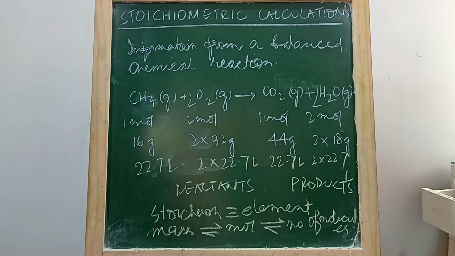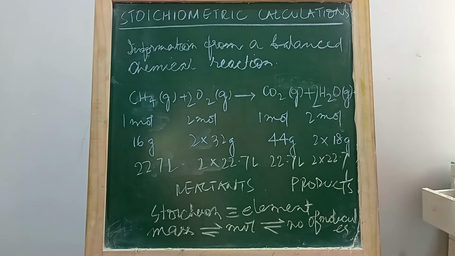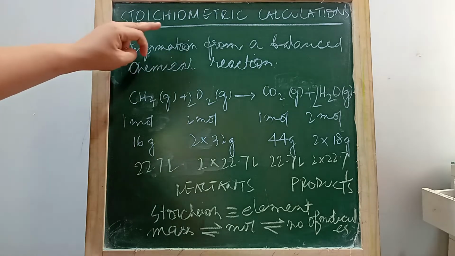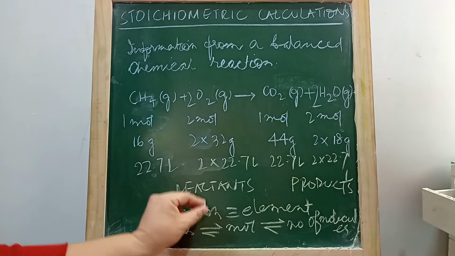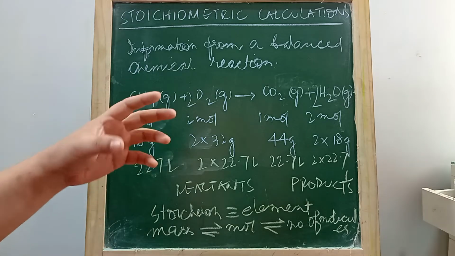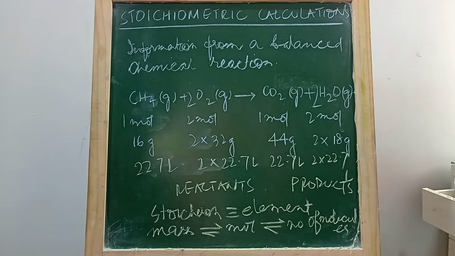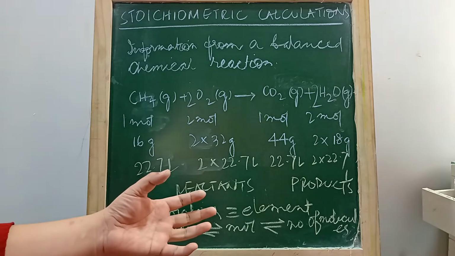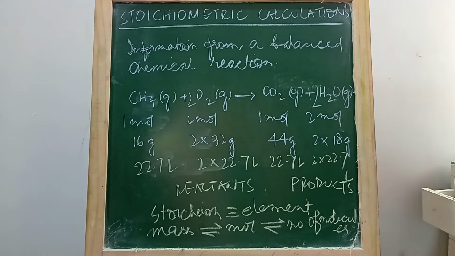Yes, let's try to understand what is stoichiometric. What do you mean by stoichiometric calculations? Stoichion is a Greek word which means element, and metric means measurement. So it's basically the measurement of elements. It may not be elements; it will be the mass of an element, the volume of an element, or the number of atoms or molecules that are involved in a chemical reaction.